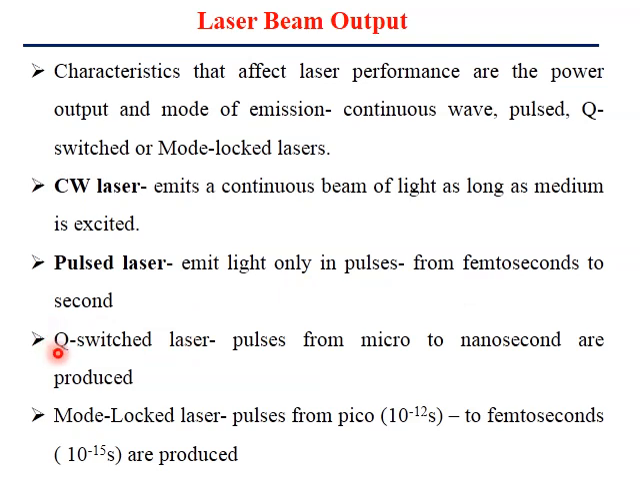Now, when we talk about pulse lasers, the laser may be made pulsed by using the Q switching technique. That is known as Q switch lasers. Using this technique, we have pulses from microsecond to nanosecond. So microsecond lasers and nanosecond lasers mostly use the technique of Q switching.